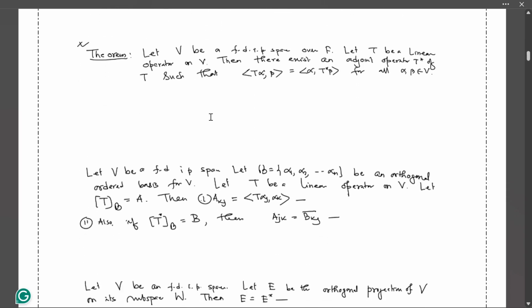And the next thing is defining the adjoint. If T is a linear transformation from V to V itself, then we define the adjoint operator of T like this. So if you define f of alpha equal to the inner product of T alpha with beta, where beta is fixed.